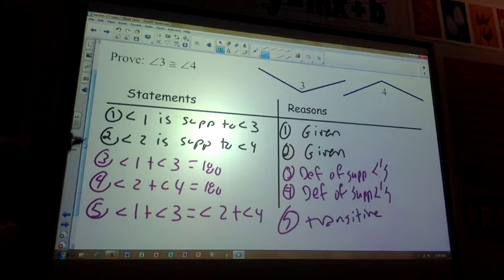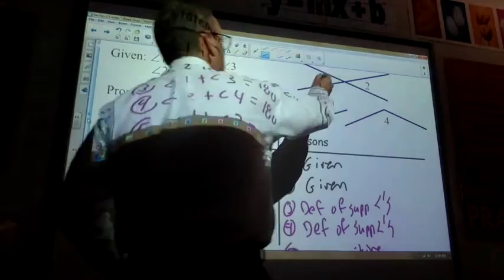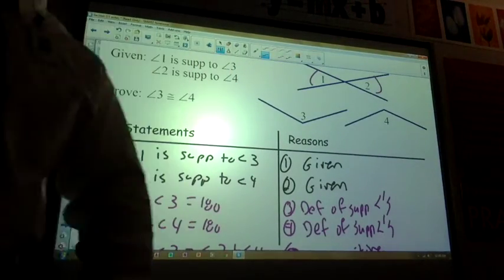Could you say angle 1 and angle 2 are vertical angles? Therefore, they're what? The same. They're the same. What do you think? Angle 1 is congruent to angle 2. Definition of vertical angles. Angle 1 is congruent to angle 2. Definition of vertical angles.